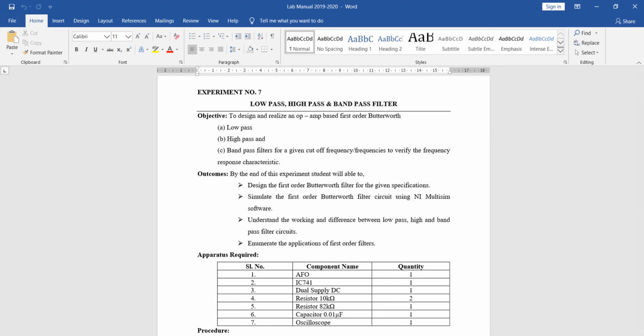Welcome to the video lecture on the course Op-Amp and Linear Integrated Circuit Laboratory. In this session, we will be seeing the experiment of low pass, high pass and band pass filter.